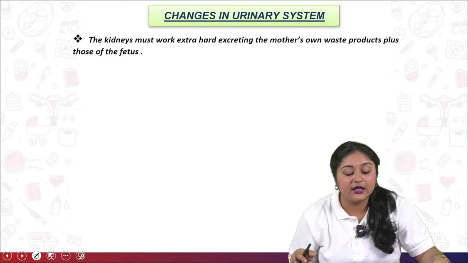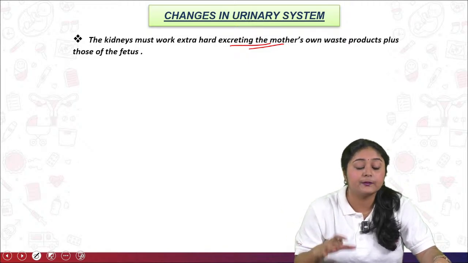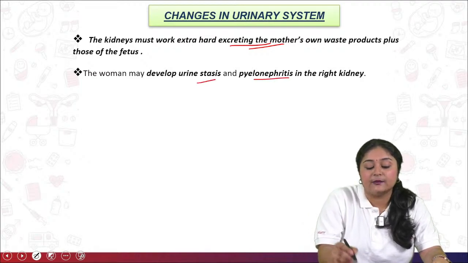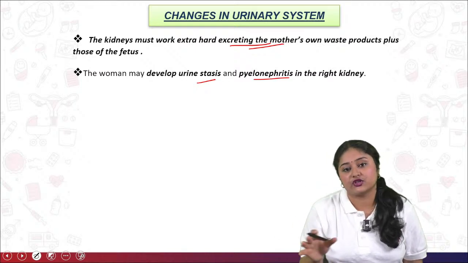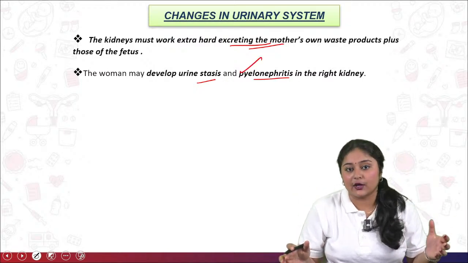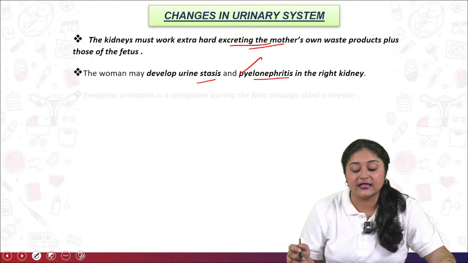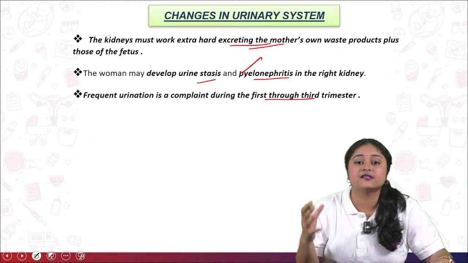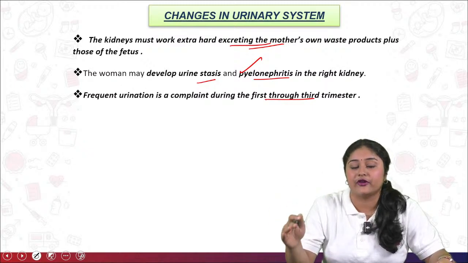Now come to the changes in the urinary system. The kidney must work extra hard, excreting the mother's own waste products plus those of the fetus. So women develop urine stasis and then pyelonephritis. Urine stasis is a reduced flow of urine, and pyelonephritis is a bacterial infection of the kidney of the mother, especially in the right kidney. Frequent urination is a complaint during the first to third trimester because of excessive pressure on the bladder due to the expanding size of the uterine fundus.